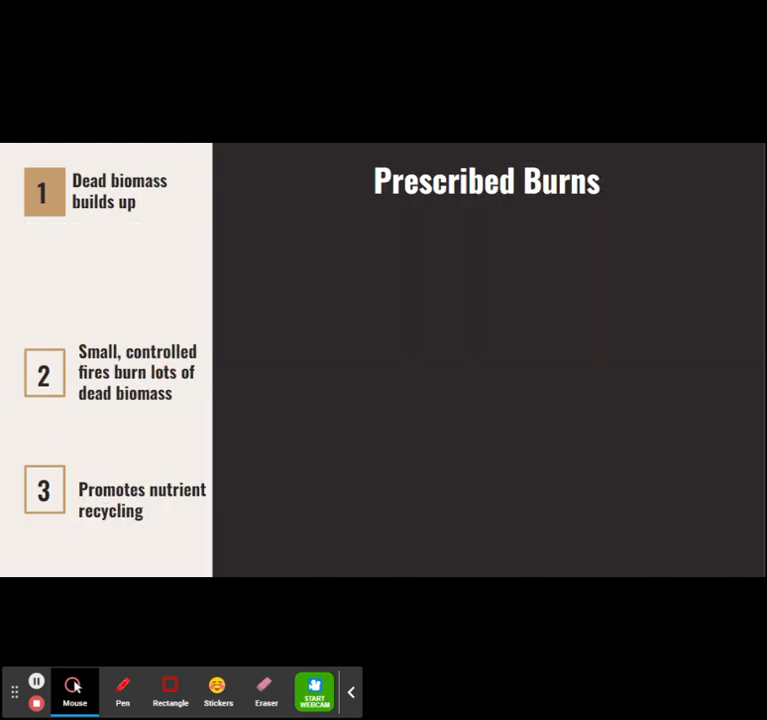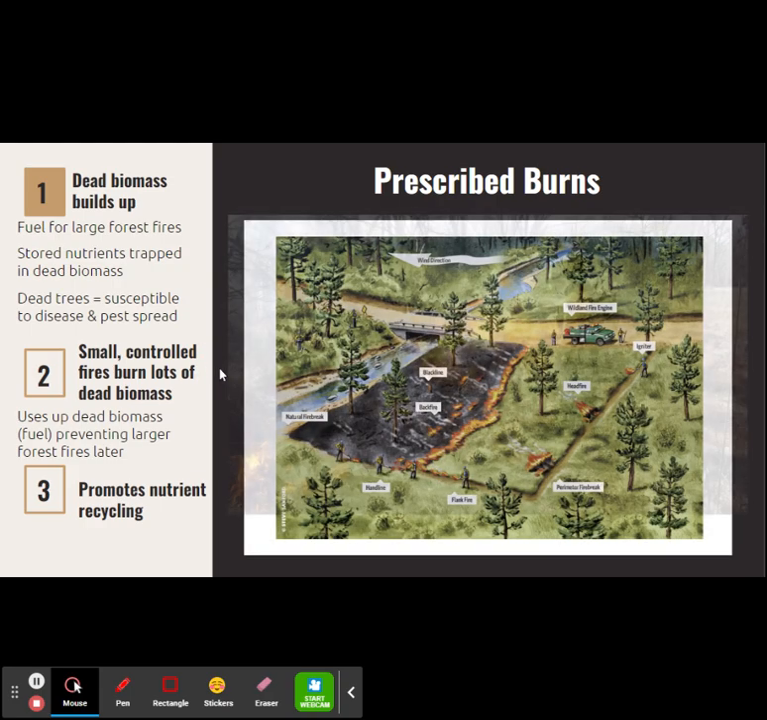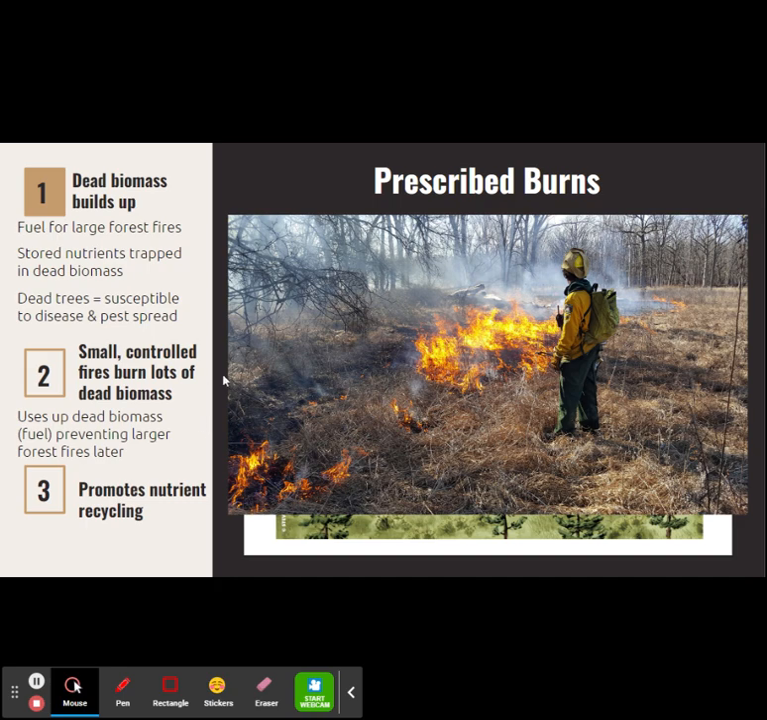Prescribed burns are when we are specifically burning an area. And what is this doing? It's burning the dead biomass buildup, because this dead biomass buildup is the fuel for large forest fires. The stored nutrients are trapped in the dead biomass, and dead trees are more susceptible to disease and pest spread. A small controlled fire burns a lot of dead biomass, so it uses up that dead biomass fuel, preventing larger forest fires later. And this promotes nutrient recycling, so that nutrients can be recycled through ecosystems.